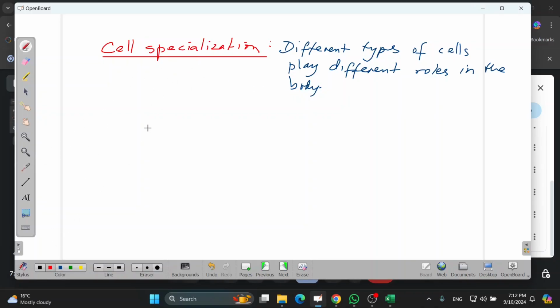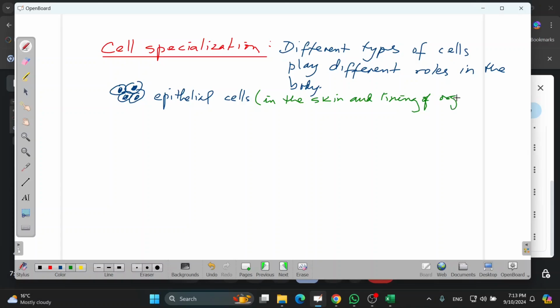As I said, we have, for example, this one, which is, let's say, a skin cell. Epithelial cells. These are the ones that form the skin and lining of organs. Epithelial cells in the skin and lining of organs.